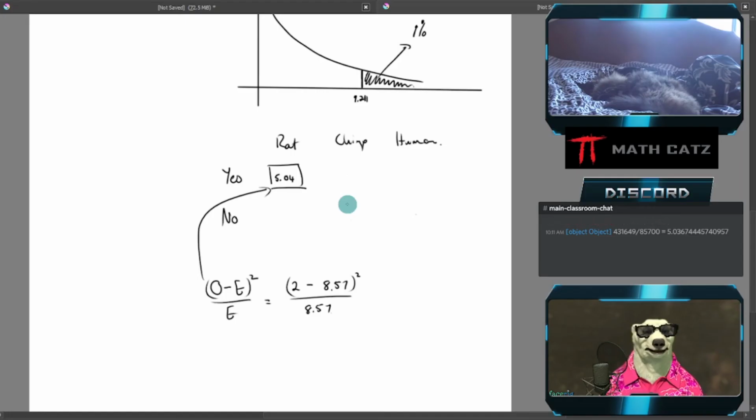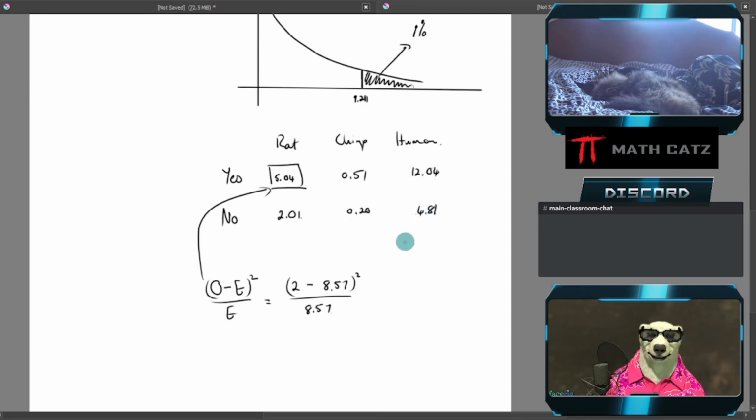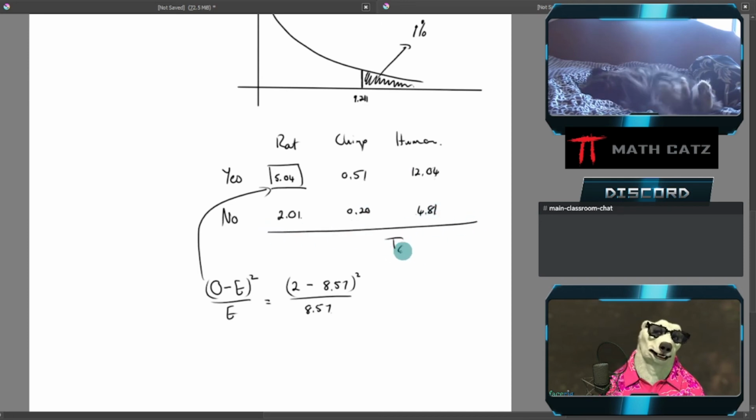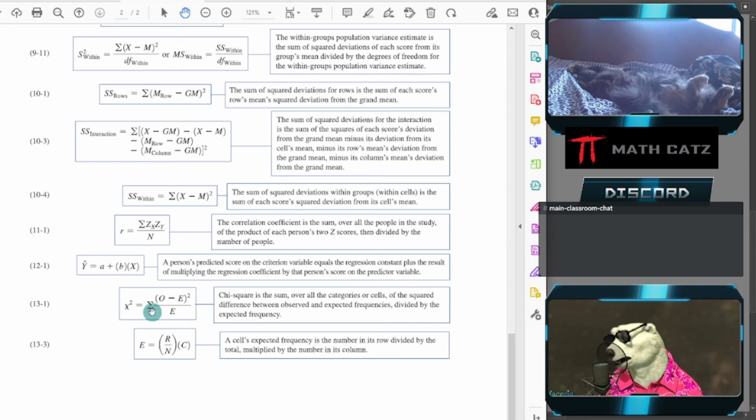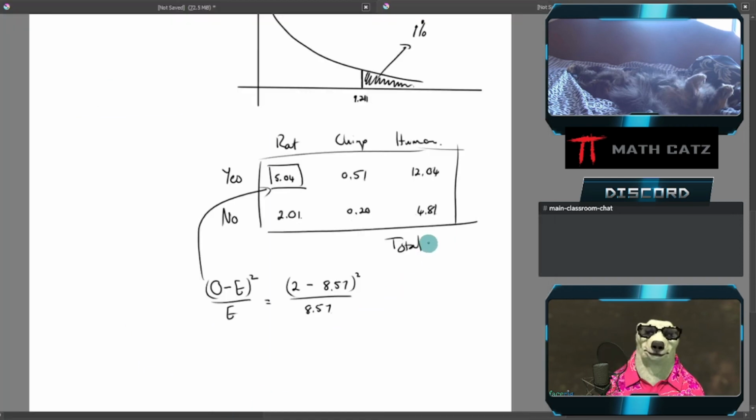And we're back. Again, take as much time as you need. The numbers I got for the other rat in the rat column is 2.01. For the chimps, it's 0.51 and 0.20. For the humans, 12.04, and 4.81. All right, so now we're going to add up all of these for all of them, the whole thing. That's what this formula says. Add them all up, and that's your chi-squared statistic.